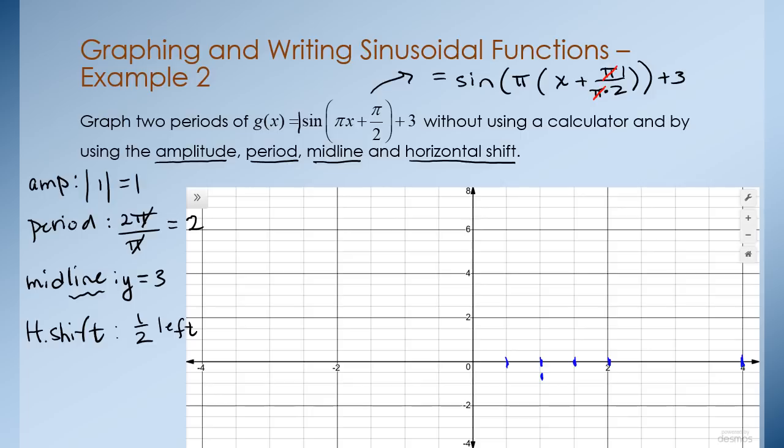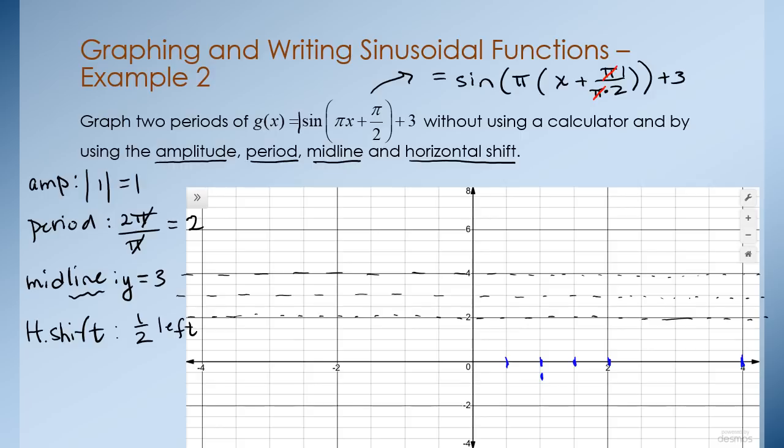All right, the next thing I want to do is mark out the midline. In this case, that's y equals 3. So it looks like I'm hitting 3 about right here, right between 2 and 4. And then from that midline of y equals 3, I'm going to go up 1 and I'm going to go down 1, and that gives me my amplitude, or my maximum and minimum points. There we go.